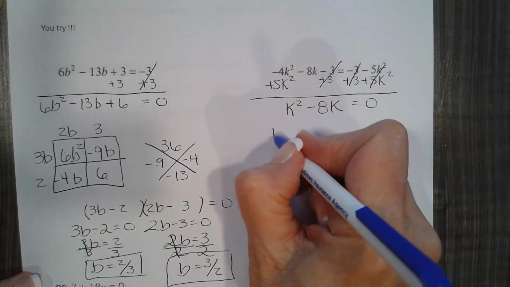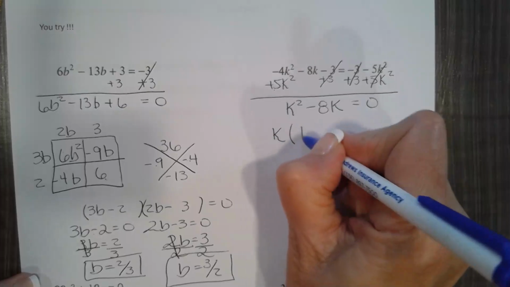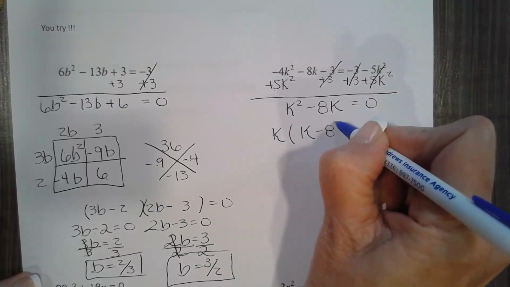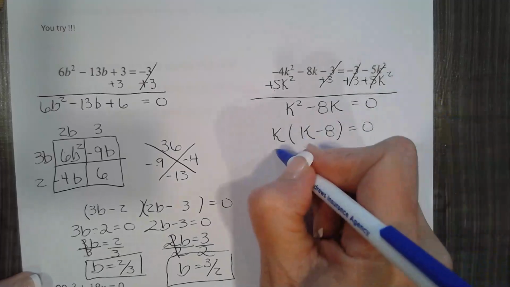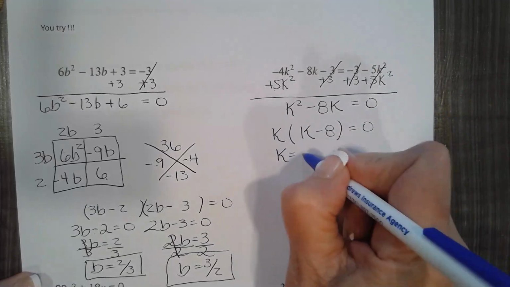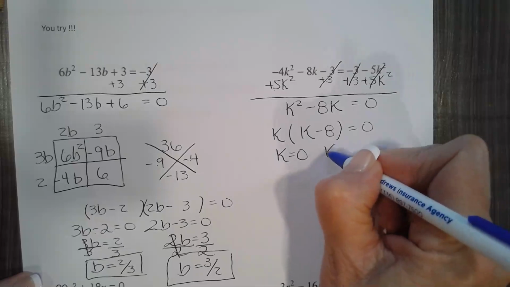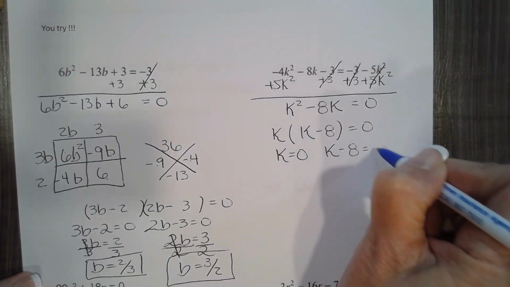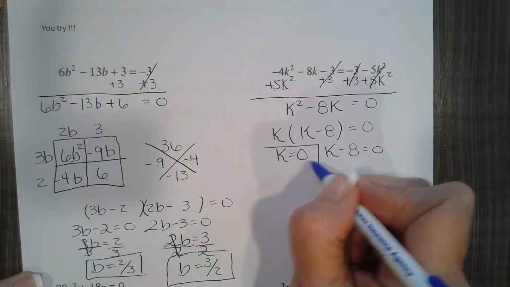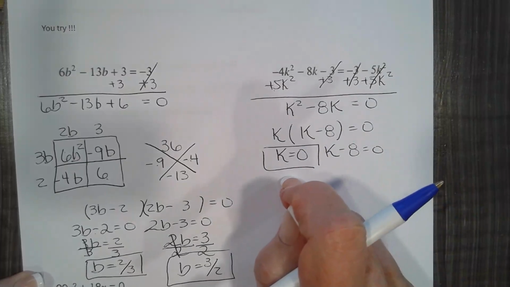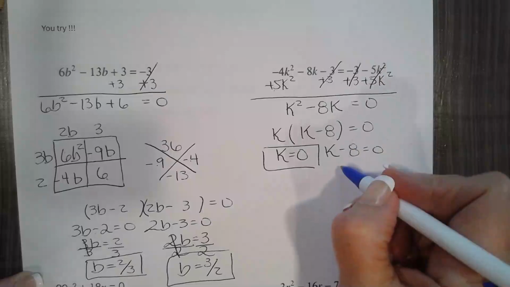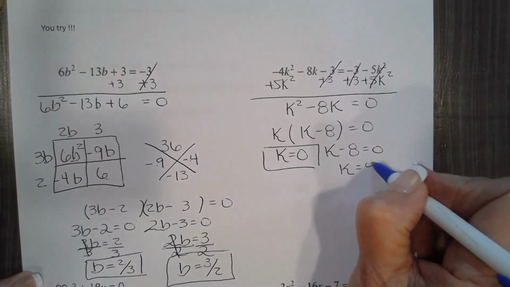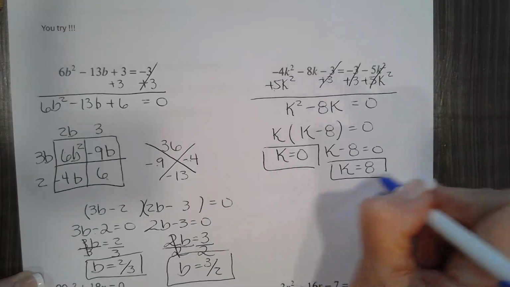Okay. Greatest common factor here is k. That leaves me with k minus 8 in the parenthesis. We're going to set each factor. This is a factor. Set it equal to 0. K minus 8 equals 0. Notice there's nothing else to solve here. 0 is one of my answers. Here I'm going to add 8 to both sides, and 8 is my other answer.